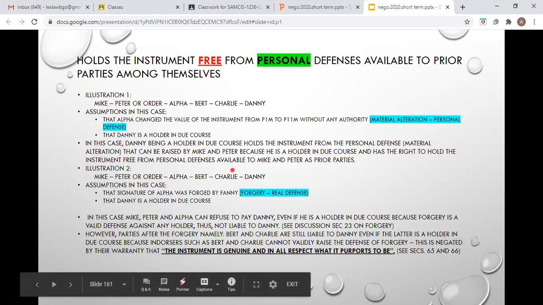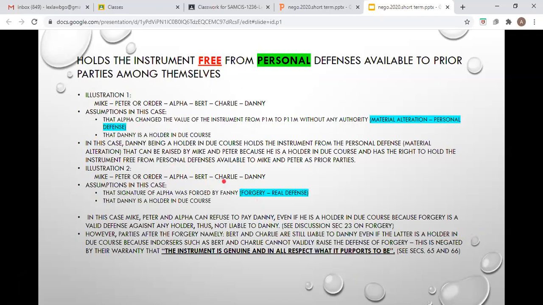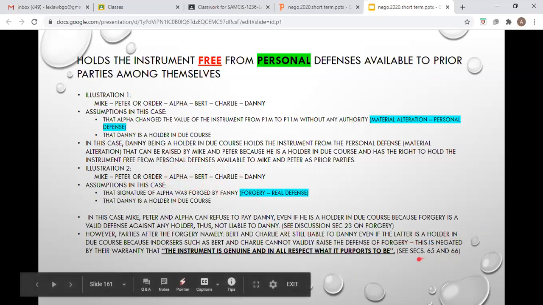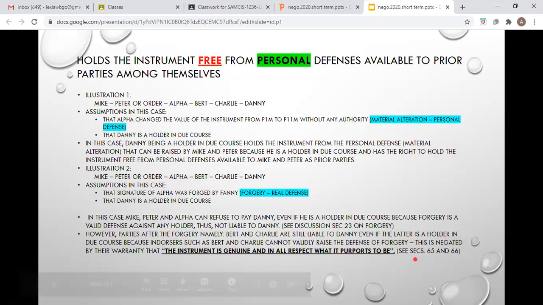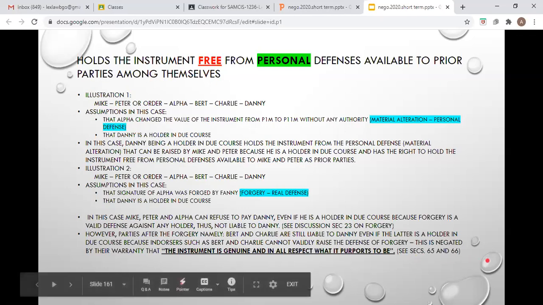Now, dito sa kuha na to, 'di ba yung signature ni Alpha ang na-forge? Okay, review lang doon sa section 23 ninyo. How about if Danny will go to Bert and Charlie to demand payment? Can they also raise the defense that the signature of Alpha was forged? The answer is no, because endorsers cannot raise the defense of forgery because of their warranties found in 65 and 66. Ano yung warranty nila doon?